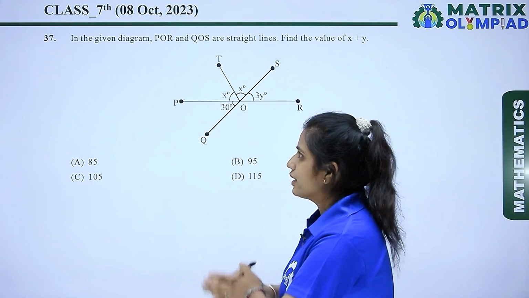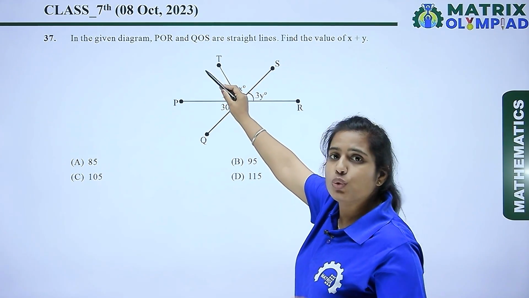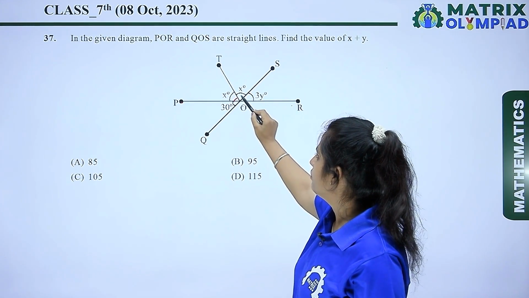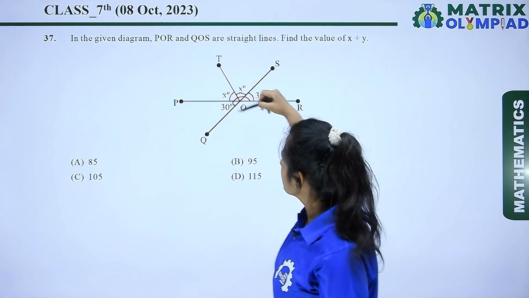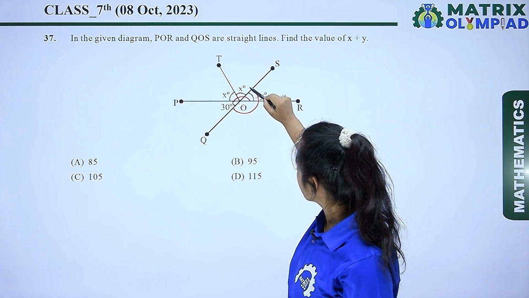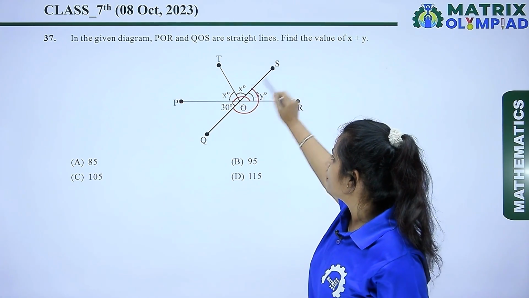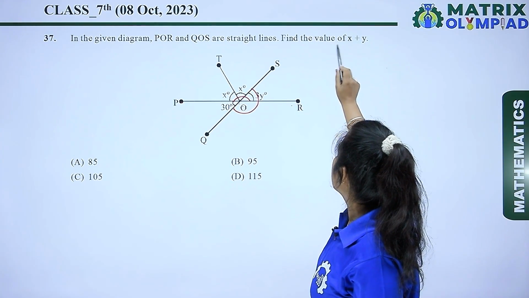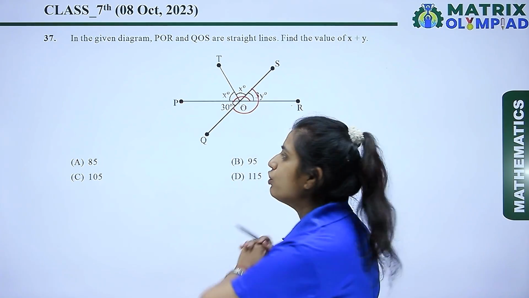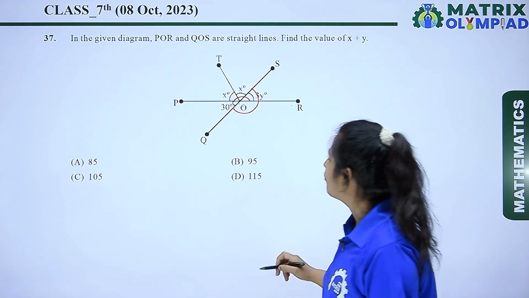Now in this 37th question, in the given diagram POR and QOS, POR यानी ये वाला एंगल and QOS means ये वाला एंगल, are straight lines. तो ये क्या है? हमारे straight lines हैं. Find the value of x plus y. We have to find out the value of x plus y. Before finding out the value of x plus y, we have to find out the value of x and y. So let's find out the value of x first.